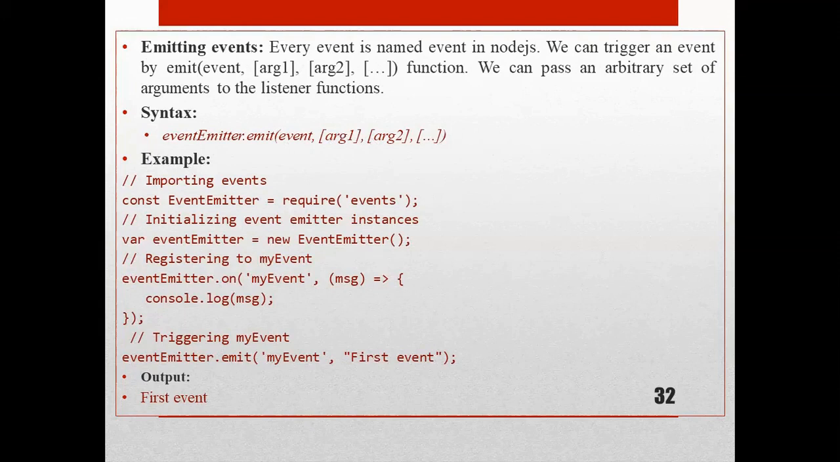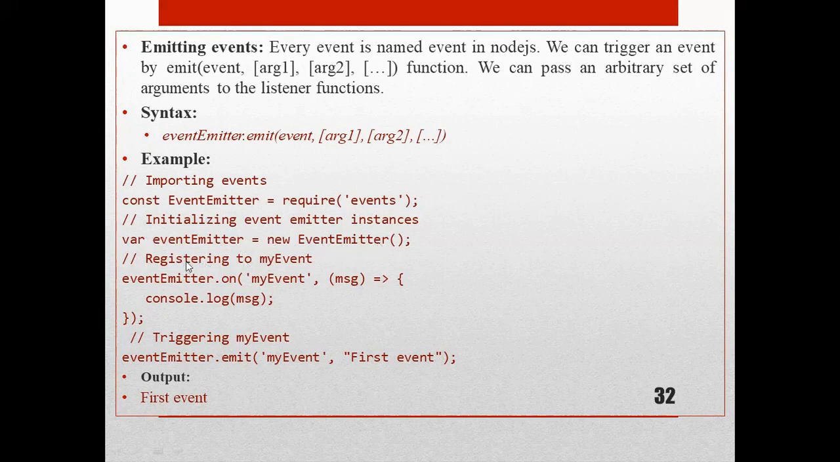So first, importing events. We have seen how to import events. For that, use one constant, eventEmitter, equals, using the require function. Using the require function we are going to import that module. We have to import the events module here. Then, initializing event emitter instances. How to initialize: eventEmitter equals, use the new keyword here, new EventEmitter. In this way we are going to initialize the event emitter instance.